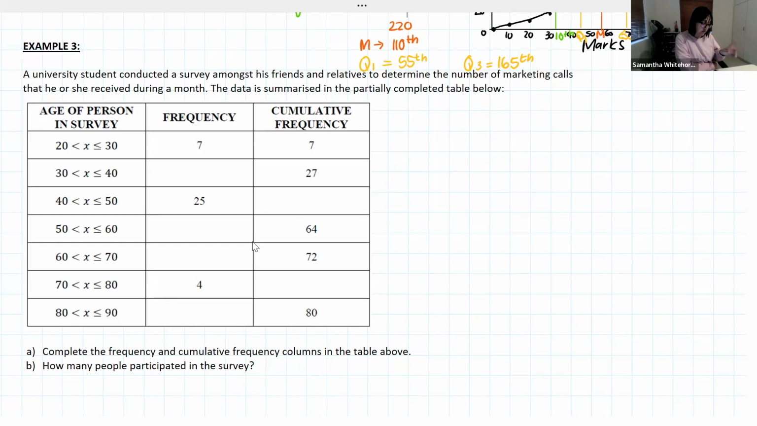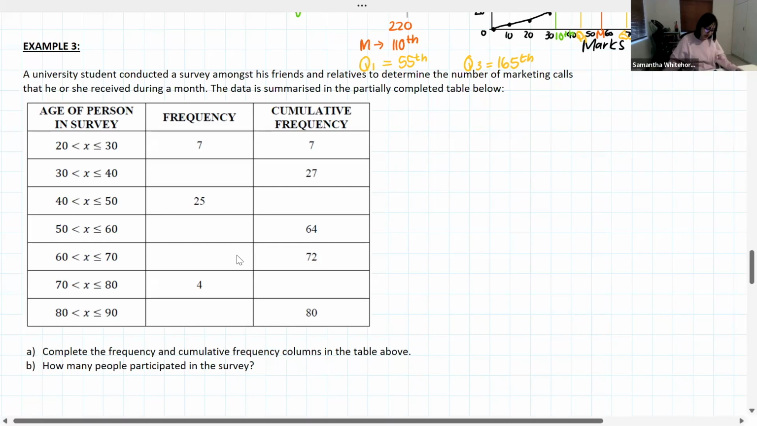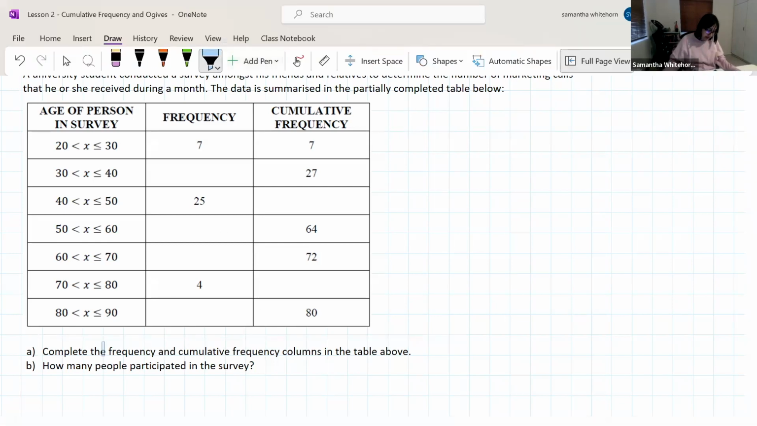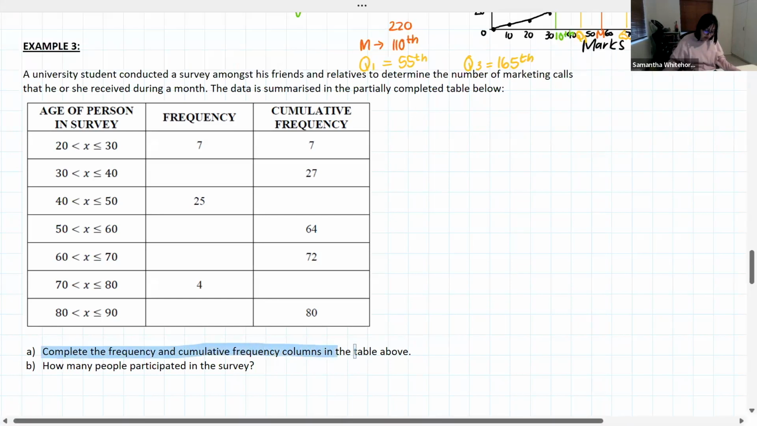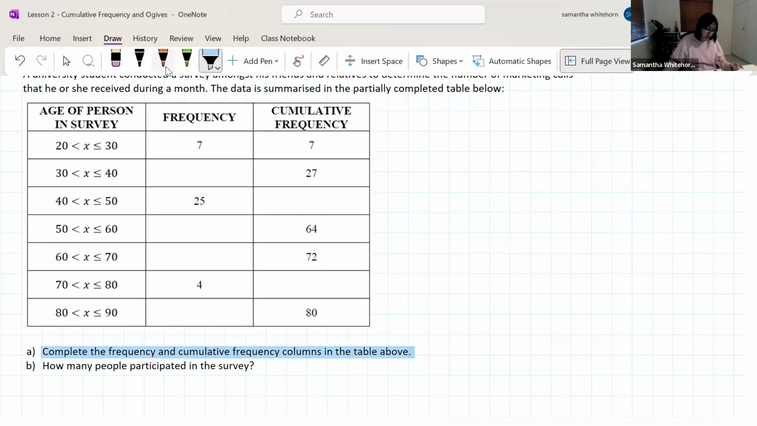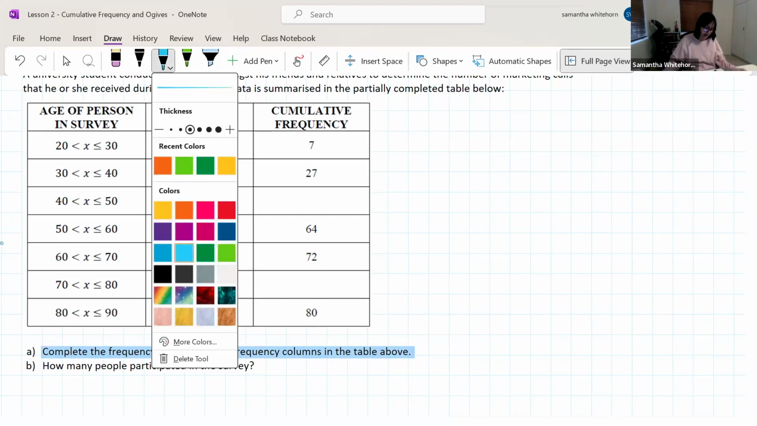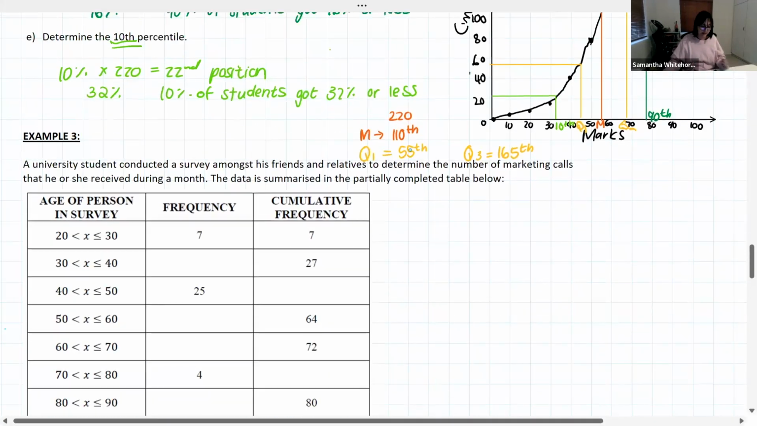So between the ages of 20 and 30, there were 7 people, 7 calls that they got. Between 30 and 40, 40 and 50, etc. So the first question, as you can see down at the bottom here, says complete the frequency and cumulative frequency columns in the table above.